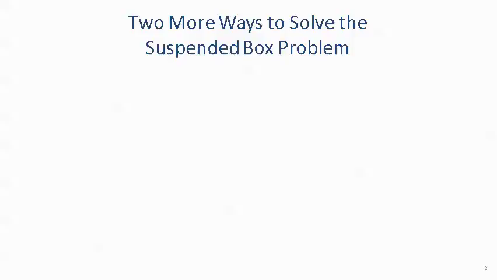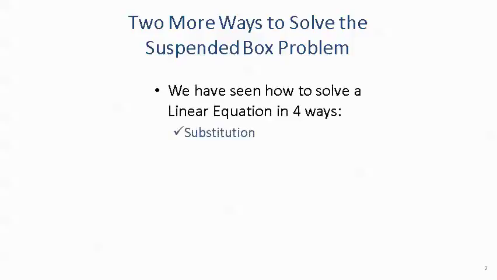To this point, we have solved the problem using one technique. We used substitution, and we saw what values we got from that. We're going to skip the graphing technique, and in this lecture we're going to look first at matrix algebra as a way to solve the suspended box and the tensions on the cables. Then we'll use Cramer's rule to solve it.